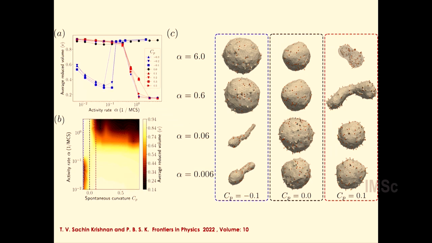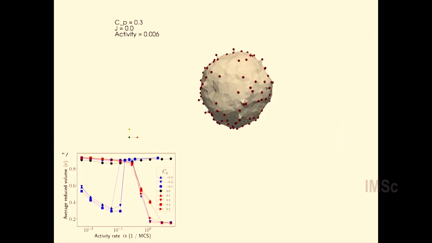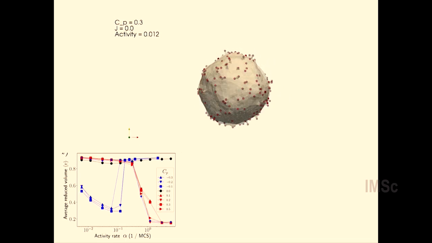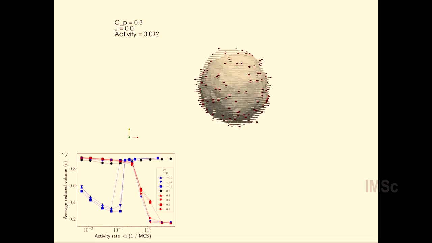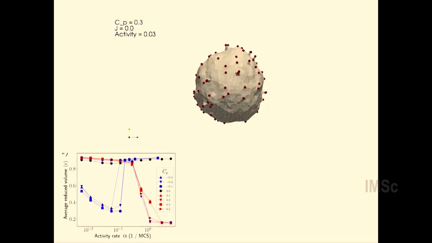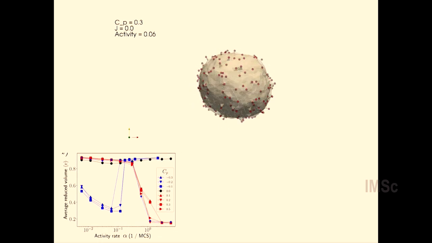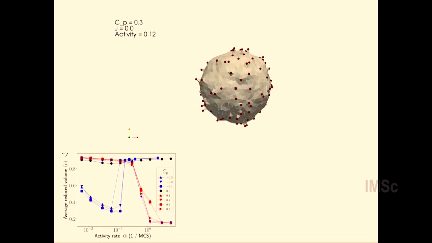And you can see that the shape changes here. This is again showing a movie. This is for the positive curvature. As you increase the activity, you can see that for low activity it is a sphere, and as the activity goes up, it goes into a non-spherical shape.